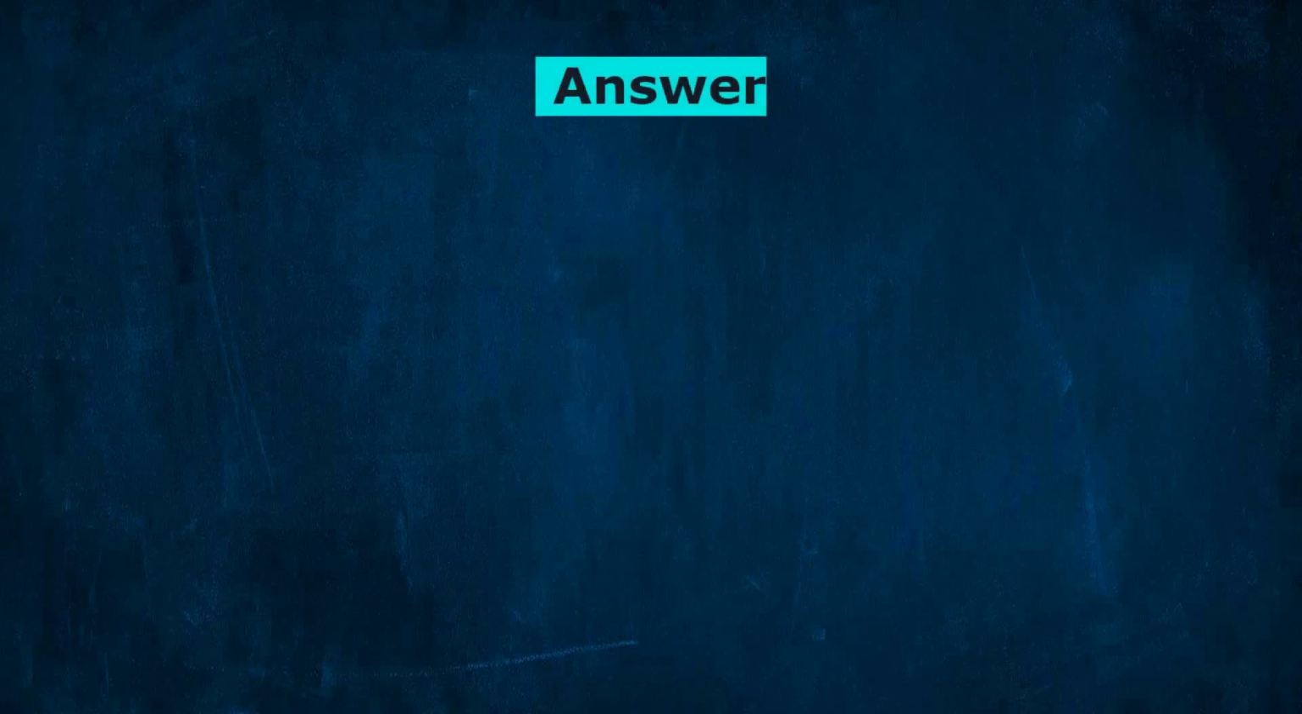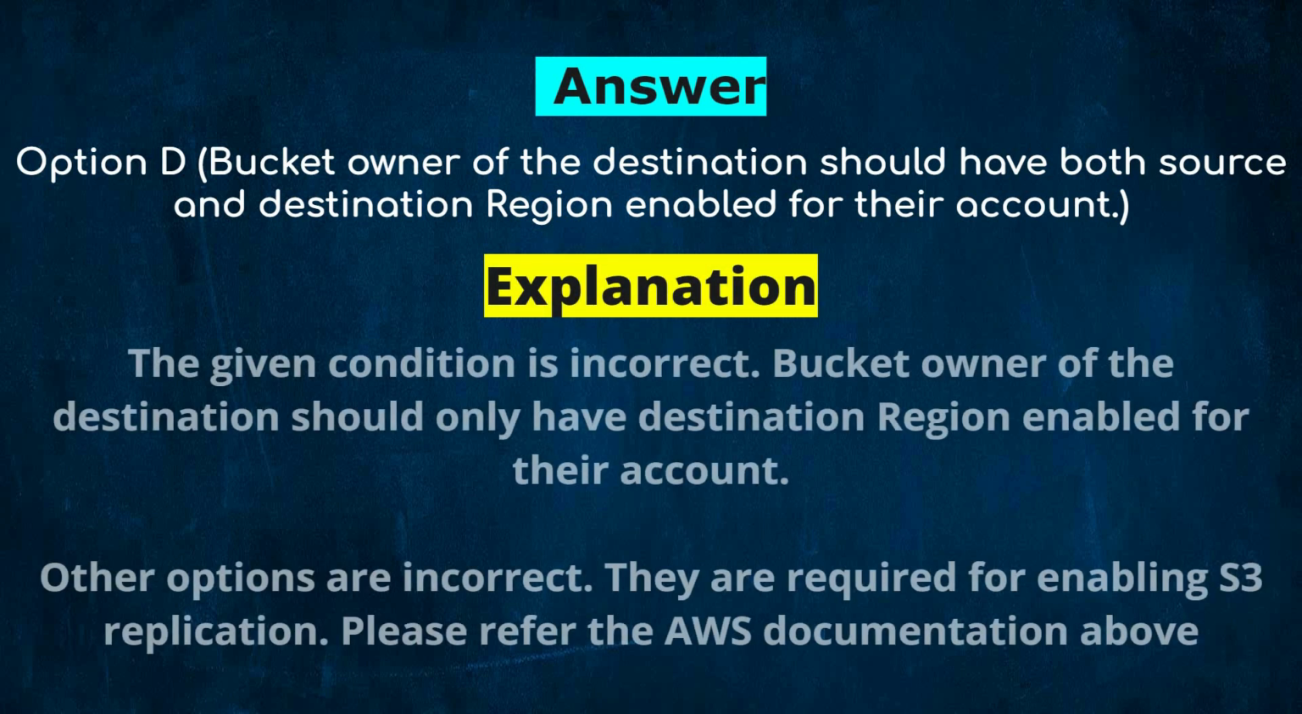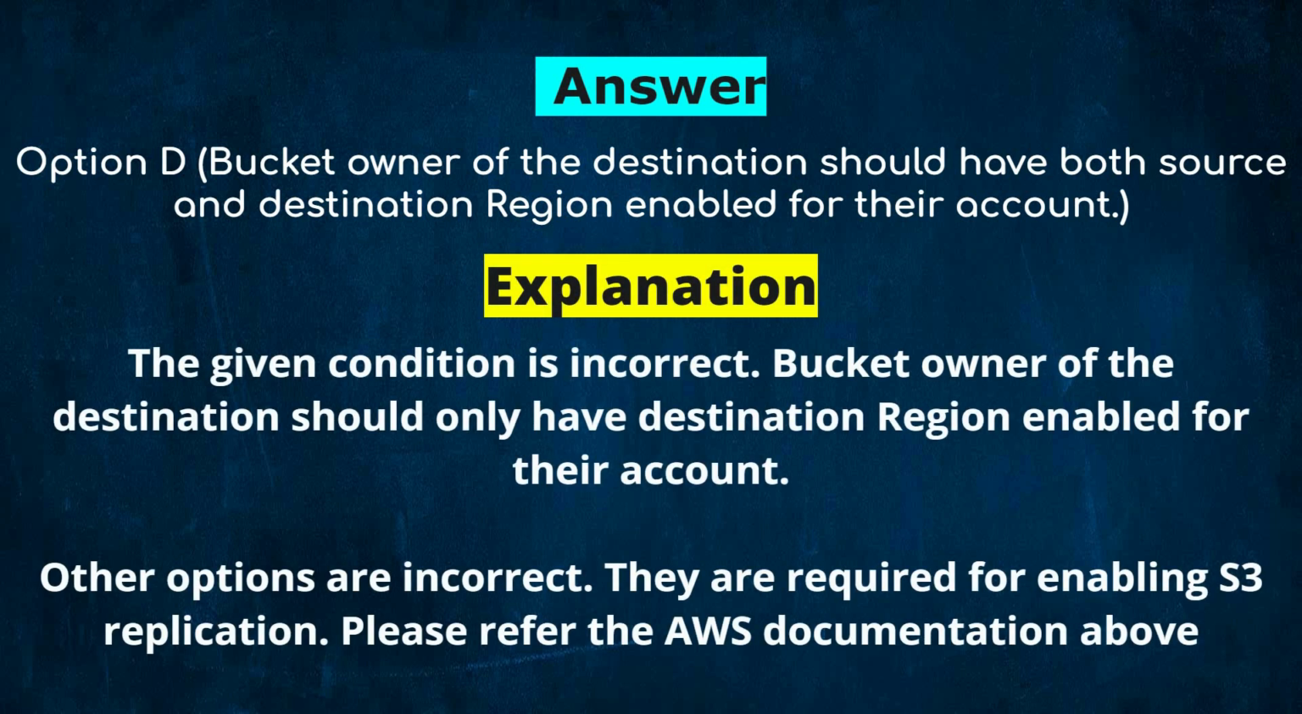And the correct answer is option D. Bucket owner of the destination should have both source and destination region enabled for their account. Explanation. The given condition is incorrect. Bucket owner of the destination should only have destination region enabled for their account. Other options are incorrect. They are required for enabling S3 replication. Please refer to the AWS documentation above.